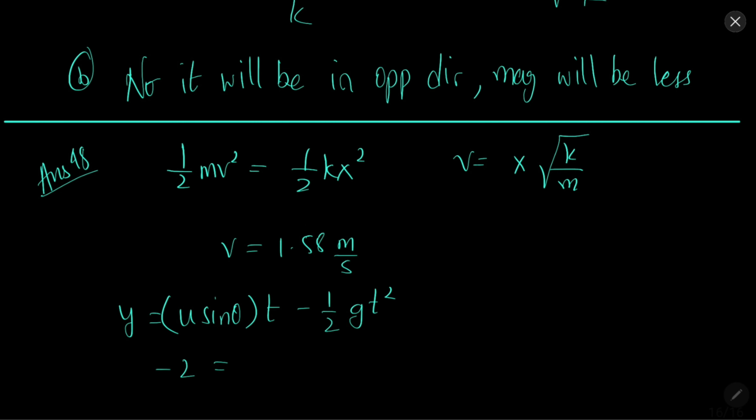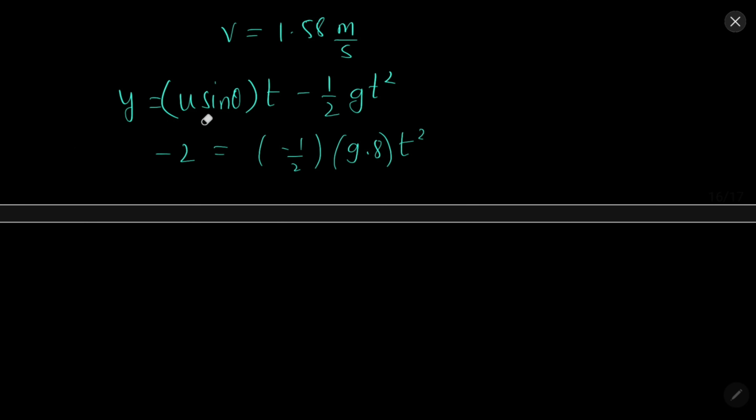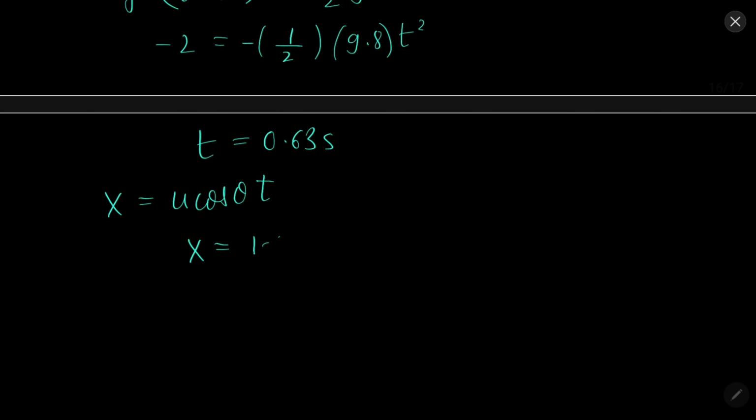So minus 2 equal to minus 1 by 2 into 9.8 t square. Initial velocity is 0, so therefore this part is 0. So ultimately the time will be 0.63 seconds. Now we know that x will be equal to u cos theta into t, so it will be equal to 1.58 into 0.63 equal to 1 meter.